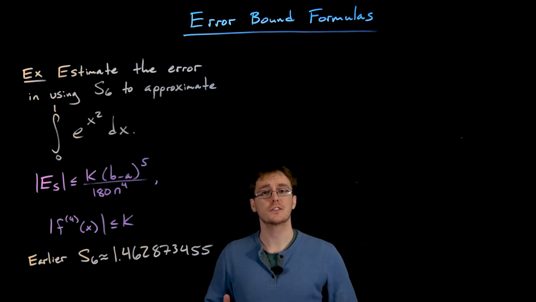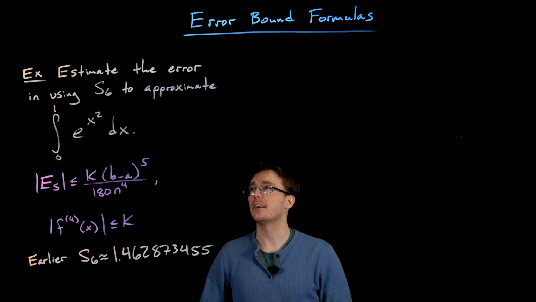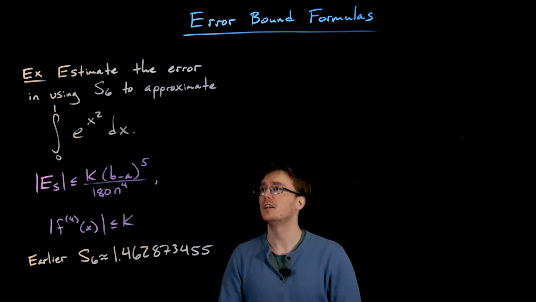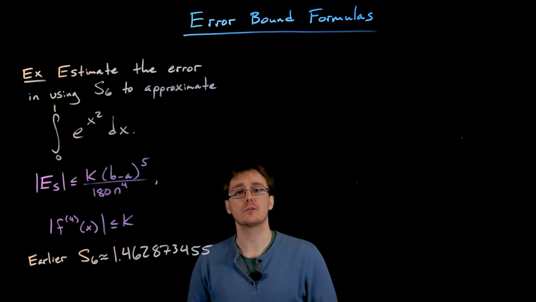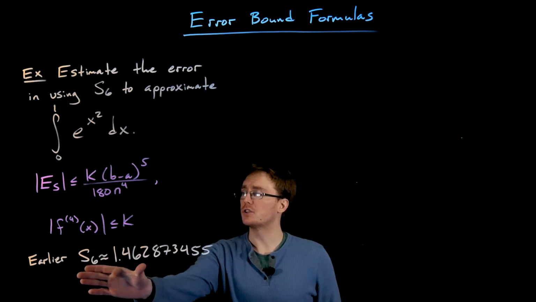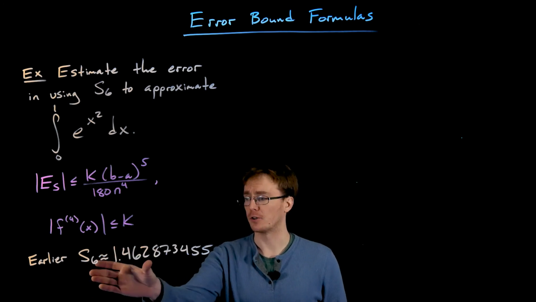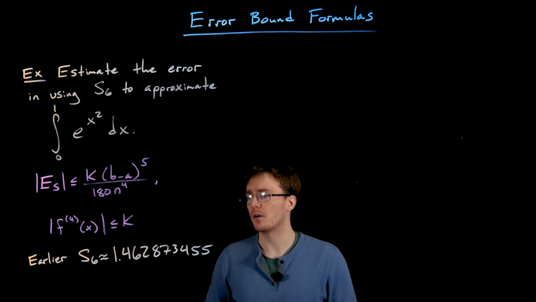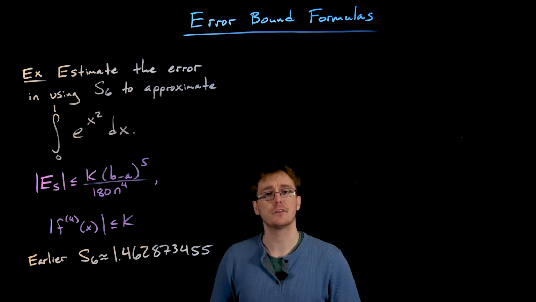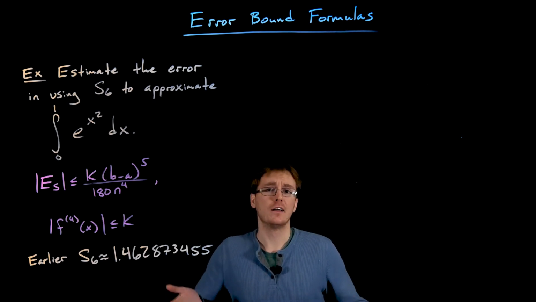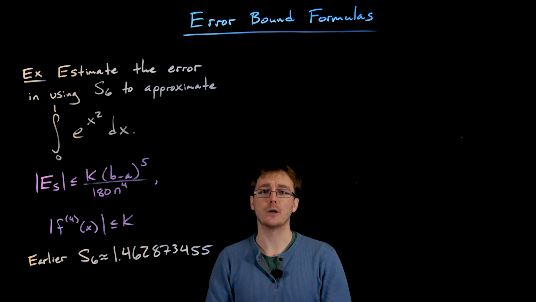Welcome back, everyone. In this example, I want to revisit one of the earlier examples we did. So here we're going to estimate the error in using S6, our Simpson's rule approximation with n equals 6, to approximate the definite integral from 0 to 1 of the function e to the x squared. Remember, we used Simpson's rule to make this approximation in an earlier example. And the approximation we came up with for S sub 6 was about 1.4628734555. And now we want to know, well, is this accurate at all, or how off are we from the true value of this integral?